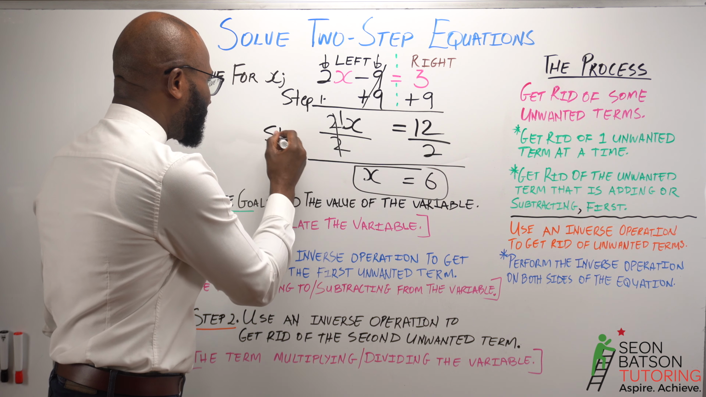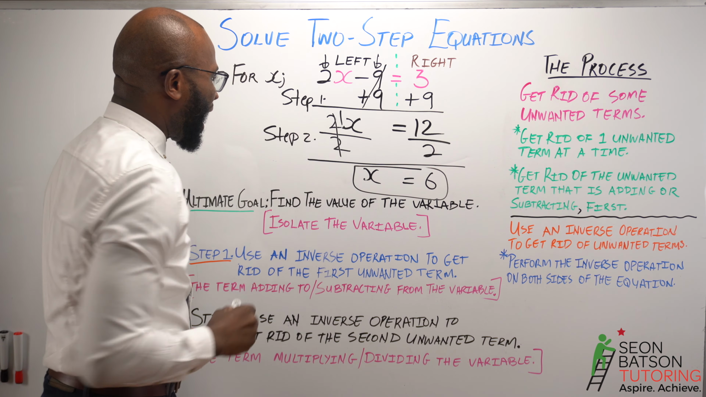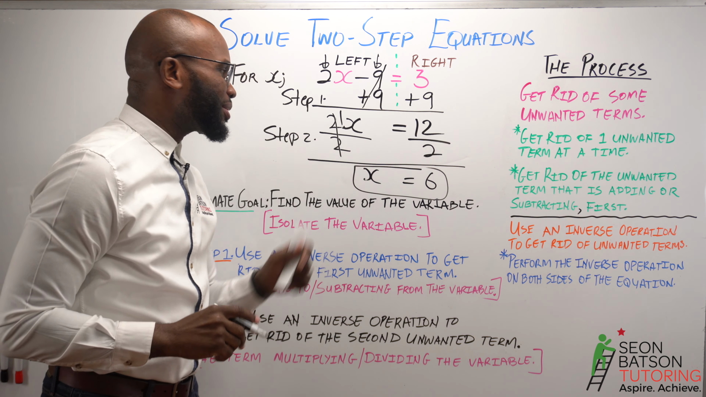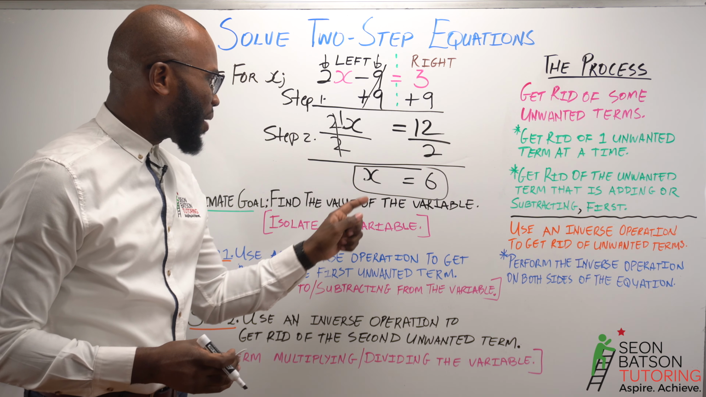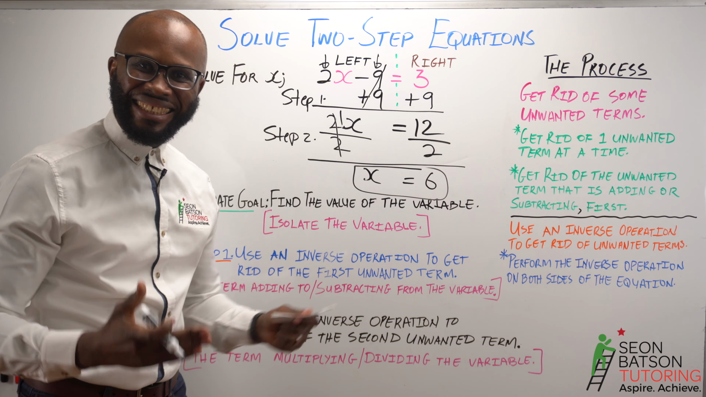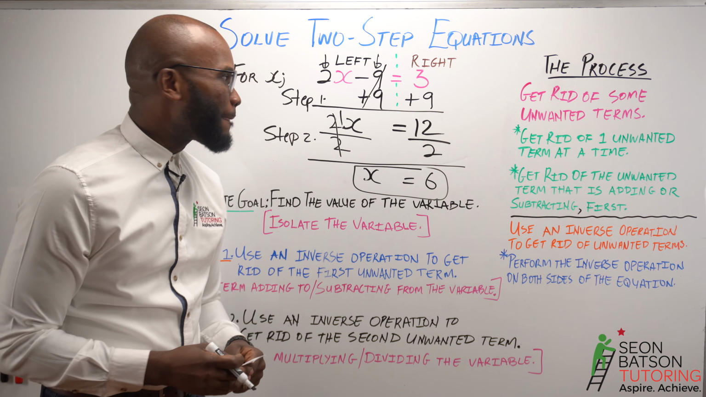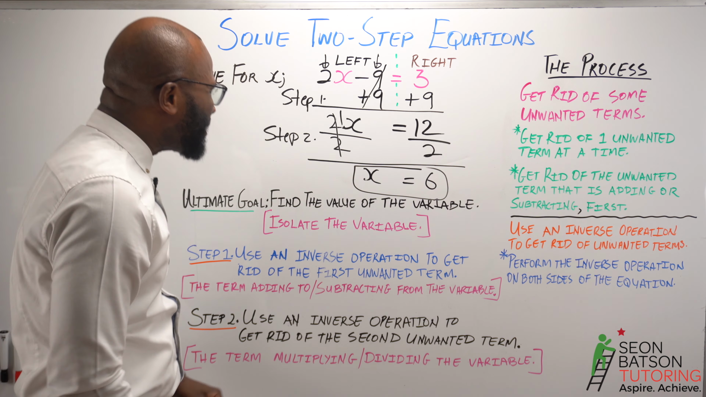So step 2, after dividing both sides by 2, we successfully isolated our variable. X is equal to 6. How was that? This is fun stuff.